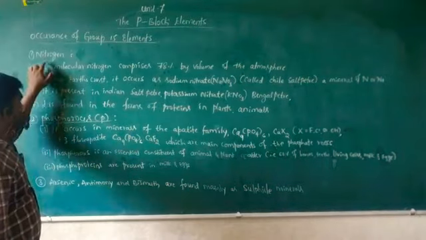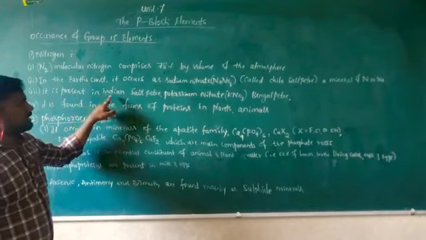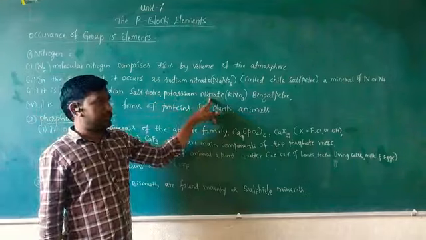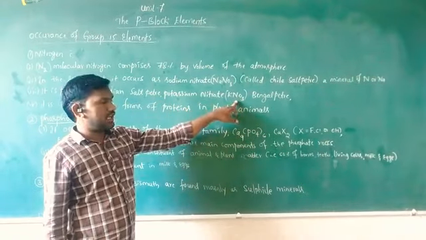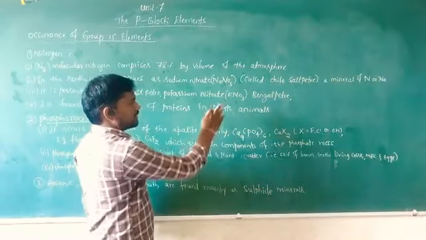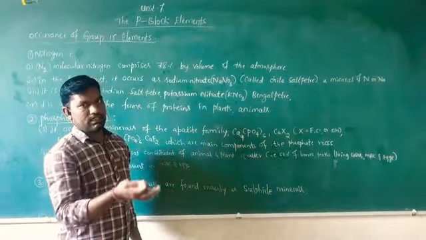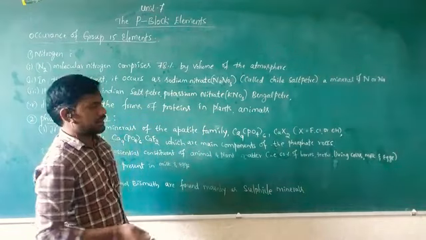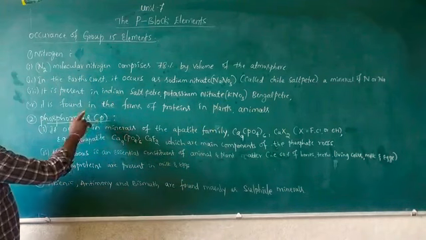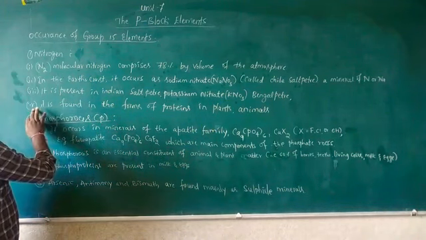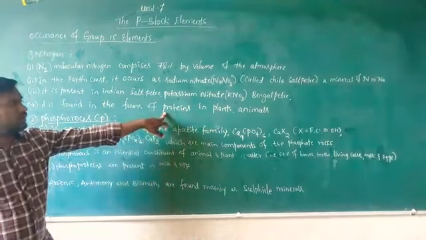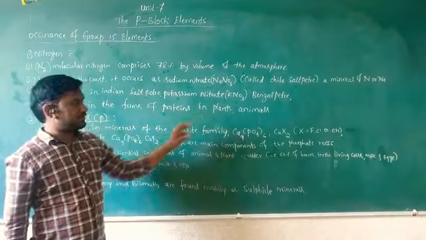Nitrogen also occurs in Indian saltpeter, that is in Bengal. Potassium nitrate is the name: potassium K, nitrate NO3. Here also it is one of the minerals. From this mineral, we can isolate nitrogen. This is one of the minerals found in Bengal. Fourth, nitrogen is found in the form of proteins in plants and animals.